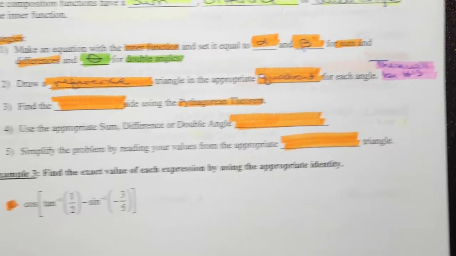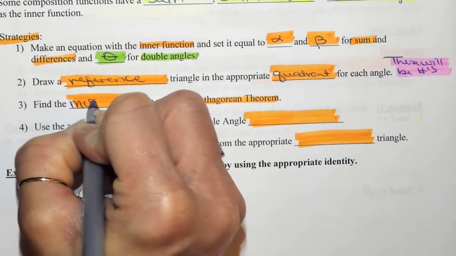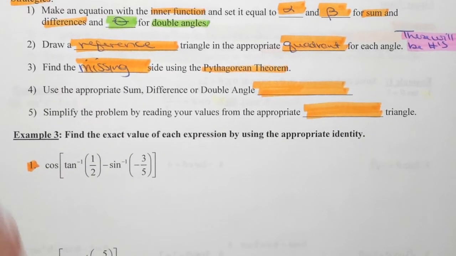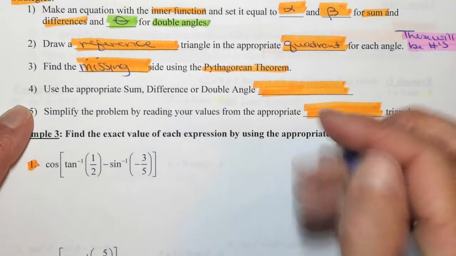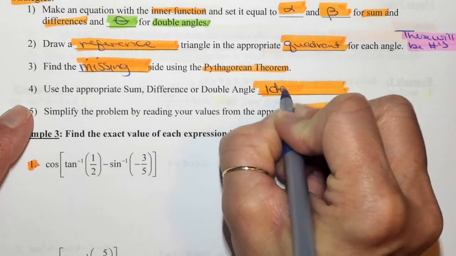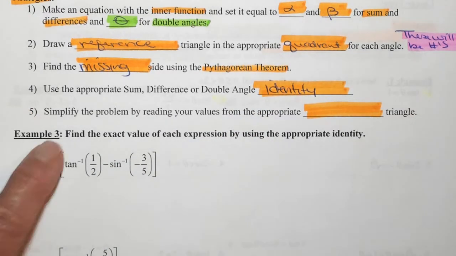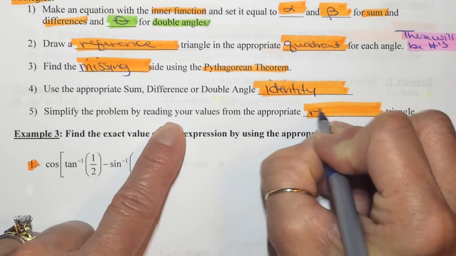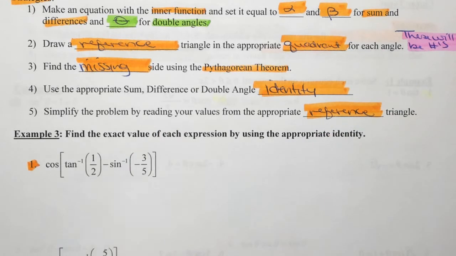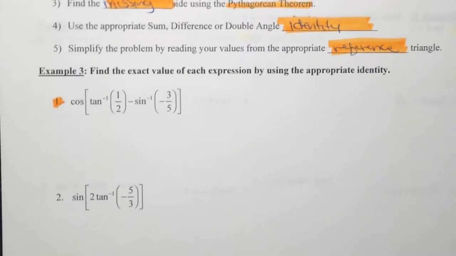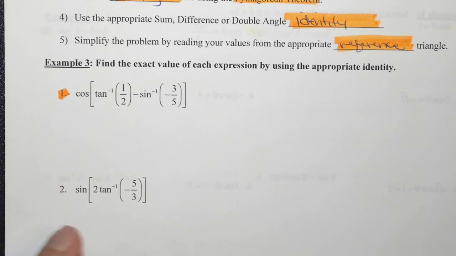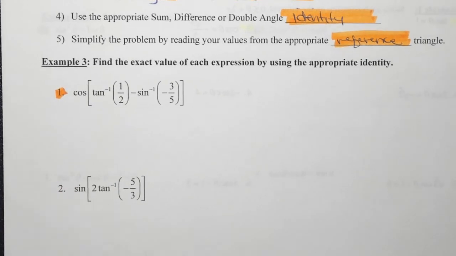Okay? We'll find our missing side using the Pythagorean theorem, and then when we get to where we need to get to, we will use either the sum, difference, or double angle identity. Then we'll simplify the problem by reading the values from the appropriate reference triangle. Okay, so in the video, in this case, I'm going to do a difference. In class, we'll do a double angle.